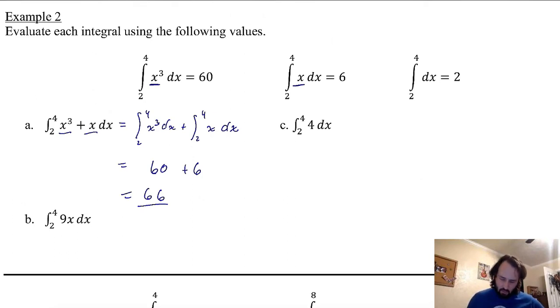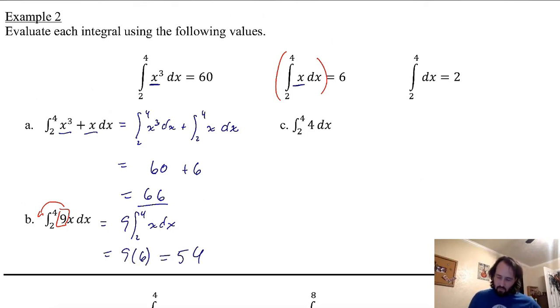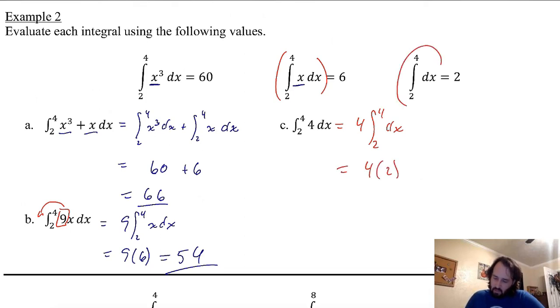Okay, I'm going to move on to part B. This constant in here, I can actually pull it out, kind of like how we treat derivatives, so I can treat this like 9 times the integral from 2 to 4 of x dx. And the integral of x dx is 6, so this is really just 9 times 6, which is 54. All right, and I can treat the next one the same way too. So the integral from 2 to 4 of dx is just 4 minus 2, because here's my integral of dx, so this would just be 8.